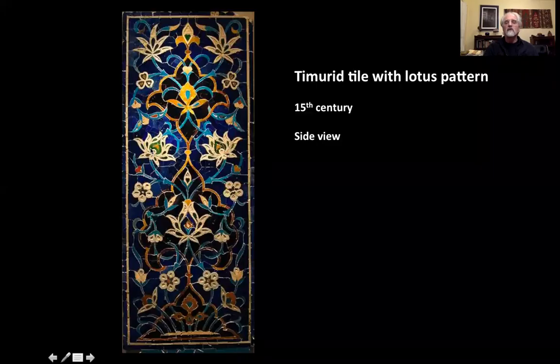Okay, and then here's another example of it now on a side view. And this is a Timurid tile produced during the Timurid times. And here you can see it on a side view. And this tile work is actually visible. It's on display at the Sackler Museum in Washington, DC in the 15th century. It's quite an impressive piece of tile.